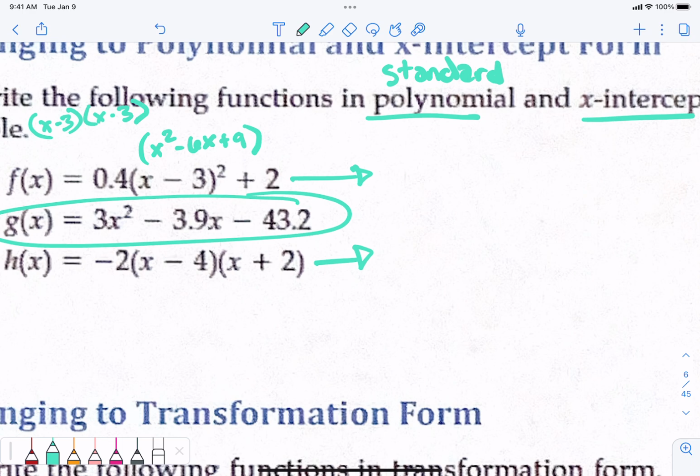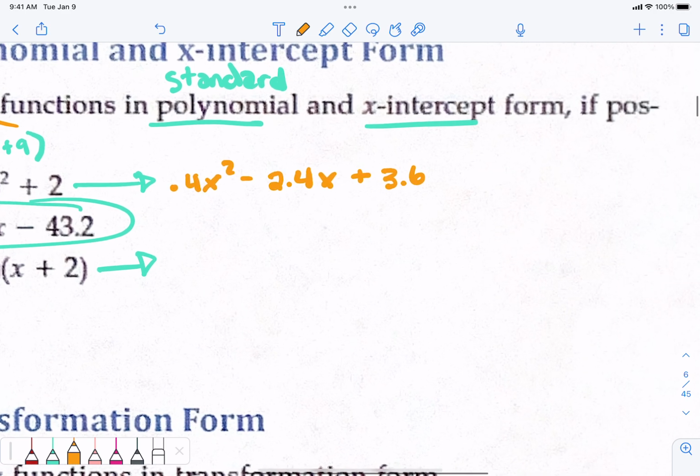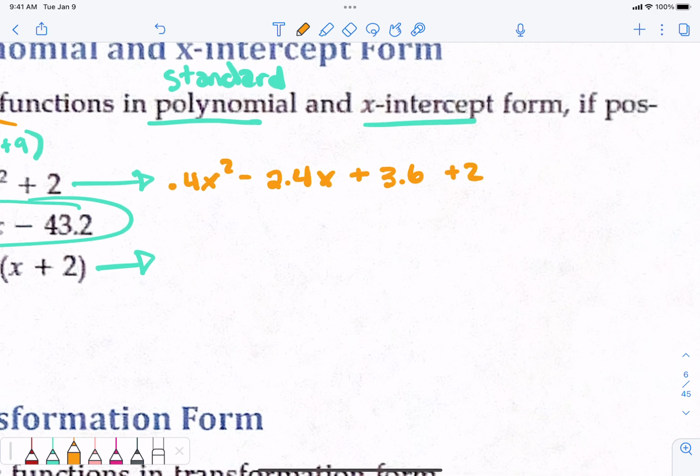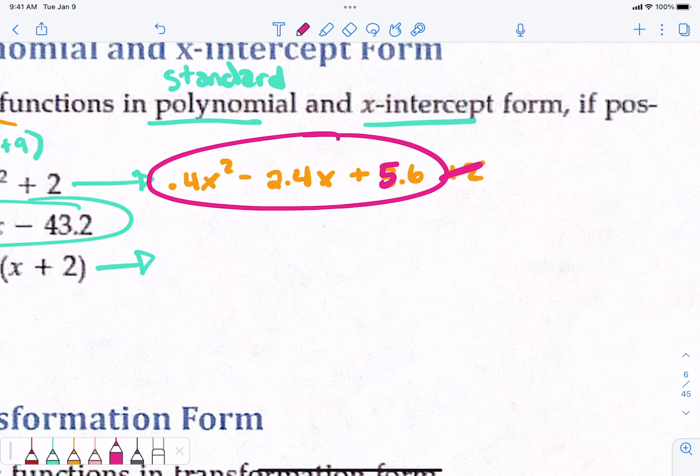Okay, now I'm going to distribute the 0.4 through those pieces, right? So I've got 0.4 x squared. Do you know what 0.4 times negative 6 is? What's 4 times 6? 24. So this is 2.4. So negative 2.4x. What's 0.4 times 9? 3.6. Okay, but then I have to add 2 on the end of it, right? So I'm going to get rid of that, and I'm going to call this 5.6. This is now in standard form. Do you see that? Yeah.